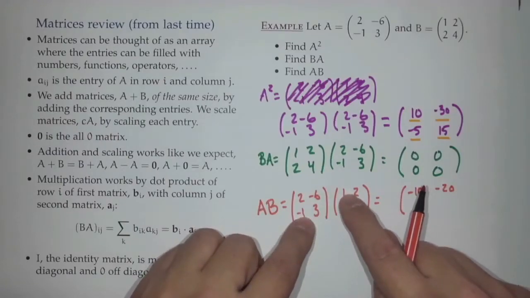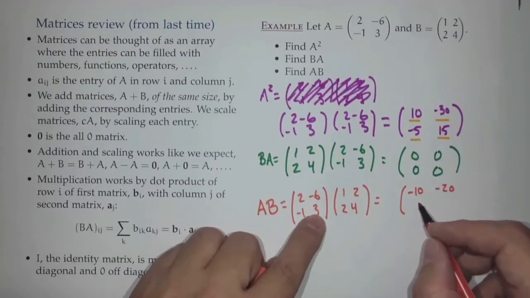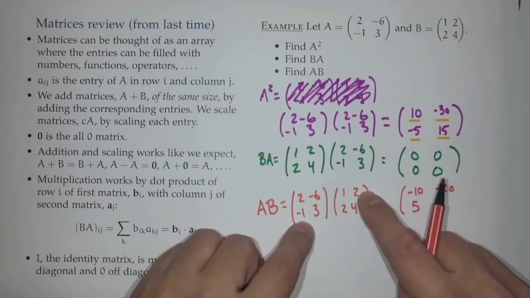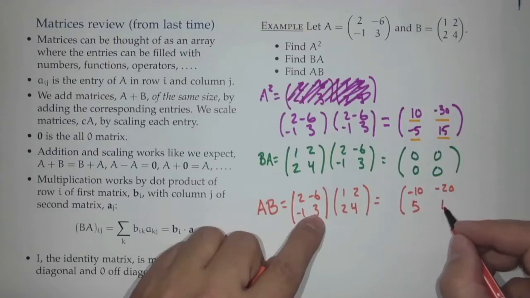1 times minus 1 is minus 1. 2 times 3 is 6. So that should be 5. Minus 1 times 2 is minus 2. 3 times 4 is 12. Put that together, that should be 10.